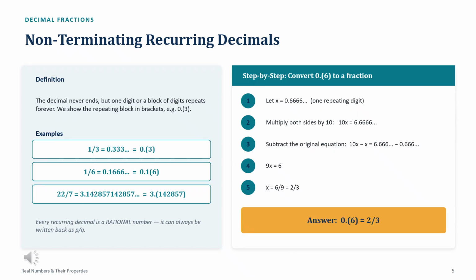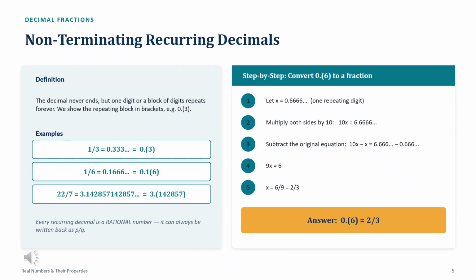Sometimes a decimal never ends, but one digit or a block of digits repeats forever. We show that repeating part in brackets. For example, 1 over 3 is 0.3 repeating, which we write as 0.3 with a bar.